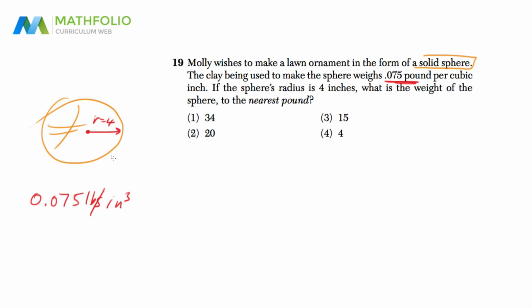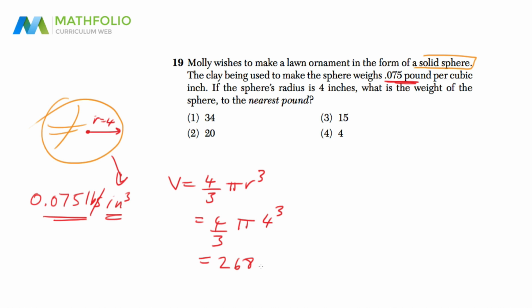Well, if this is how much it weighs per inch cube, let's find out how many inch cubes there are. So the volume of a sphere is 4/3 pi r cubed. So this is 4 over 3 times pi times 4 cubed. Now if I do all of this on a calculator, I get 4 divided by 3 pi and then 4 cubed. That gives me 268 and change. So we just write in 268.08 and change. Anyways, that's how many inches cubed.